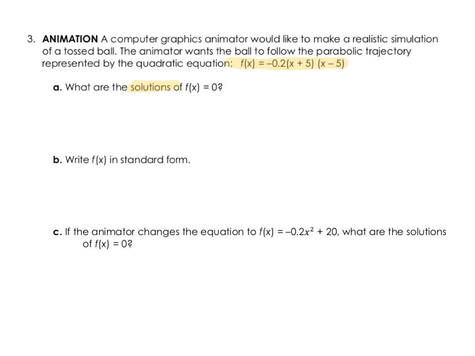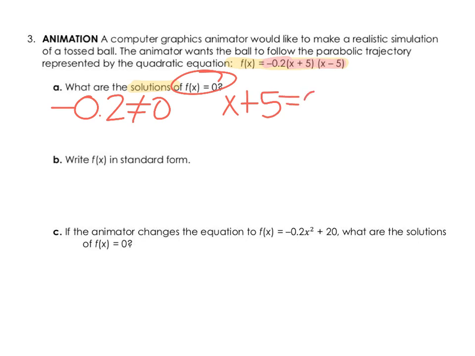So in order to solve for that, we want to set each factor, so each factor would be negative 0.2, x plus 5, x minus 5, equal to 0. So negative 0.2 equal to 0. Now that doesn't equal 0, so we don't have a root or solution for that. False mathematical statement. Then x plus 5 equals 0, and x minus 5 equals 0.